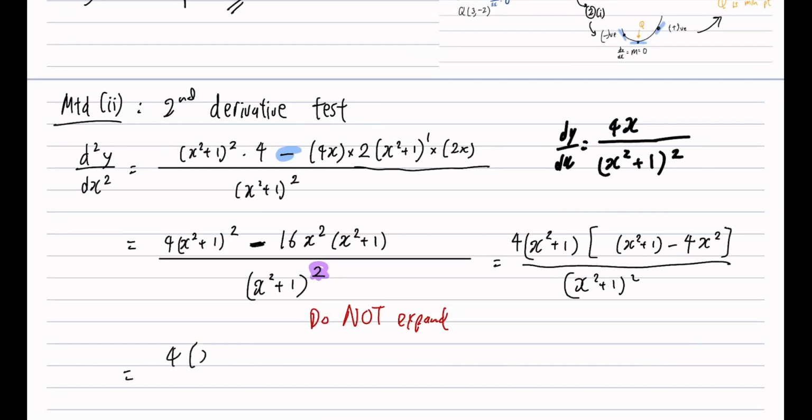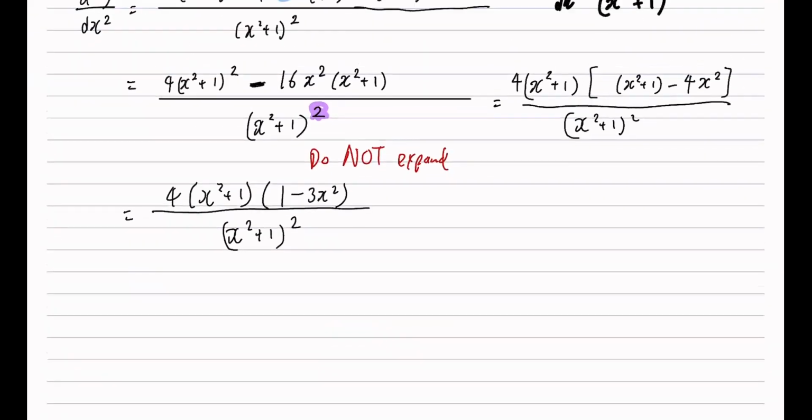So 4 times x squared plus 1. Don't forget to simplify this a bit. x squared plus 1 minus 4x squared becomes negative 3x squared. So there's a 1 minus 3x squared all over x squared plus 1 bracket square.